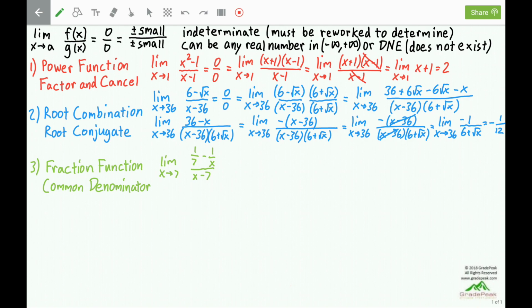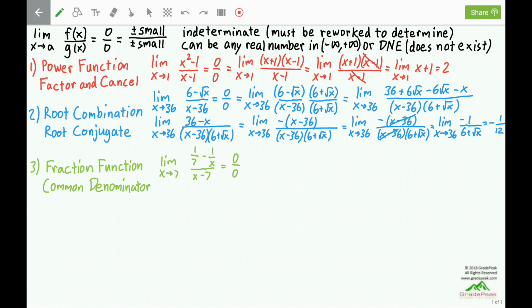Limit as x goes to 7 of 1 over 7 minus 1 over x, all over x minus 7. If I plug the 7 in for x, I'm going to have 1 over 7 minus 1 over 7. That's a 0. Over 7 minus 7, that's also a 0. So I do have the 0 over 0 indeterminate form here. Because I have fractions involving x, 1 over x, I'm going to look for a common denominator.